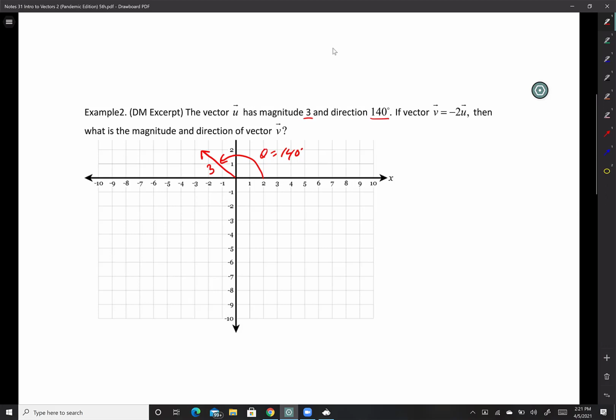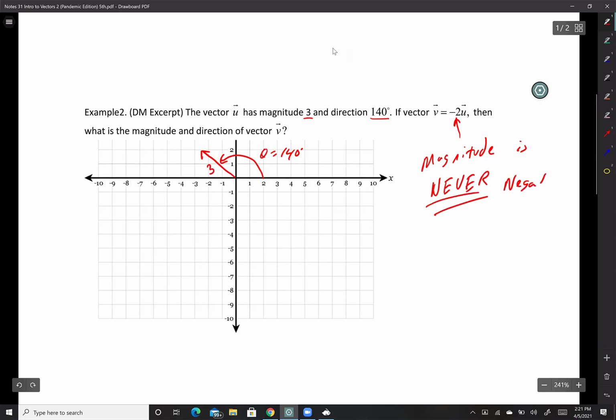All right, now this is the big deal right here. This says negative 2. Magnitude is never negative, so let me write that down. Magnitude is never, and I'll capitalize never, negative. Magnitude is never negative, guys. So when you see a negative there, that just really means that you negate vector u. So this is vector u, just negate it. What does that mean? Just go the opposite direction.